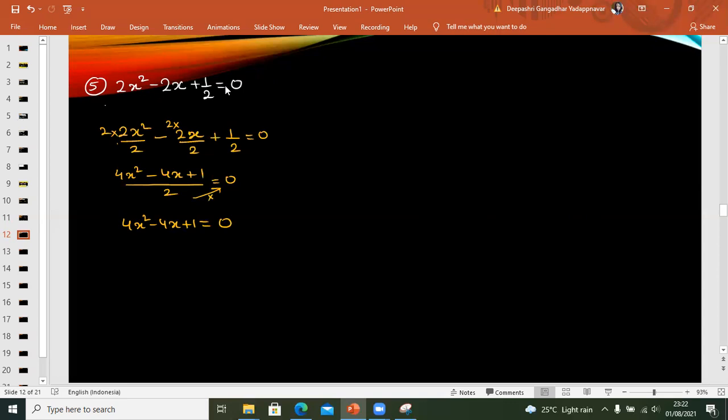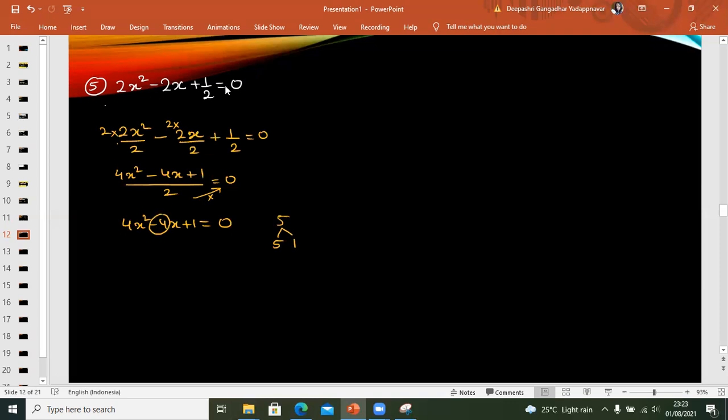This 2 will multiply with this, 2 times 0 is 0, so that is neglected and only this equation is left. Now this is the quadratic form of equation. We can see this equation and try to solve it. Now 4 times 1 gives you 4, and 4 times 1 is the only option we have where we can get 4. In the middle we require negative 4.